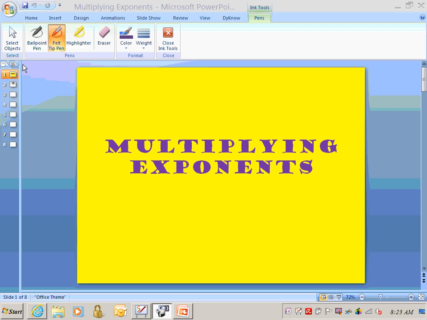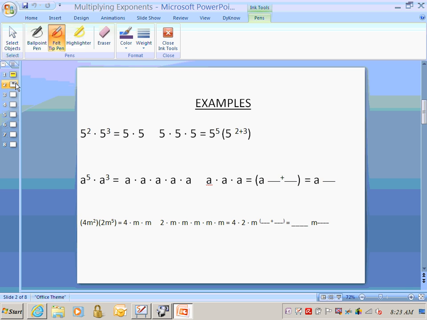Okay, this is on multiplying exponents. We're going to start with those example problems. When we write 5 squared, we're writing 5 times 5, right? Times 5 cubed. So we have 3 5s here, right? So really, how many 5s do we have? 5, right? So really, this is 5 to the 5th.